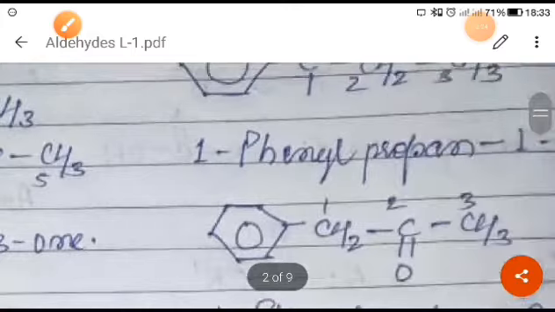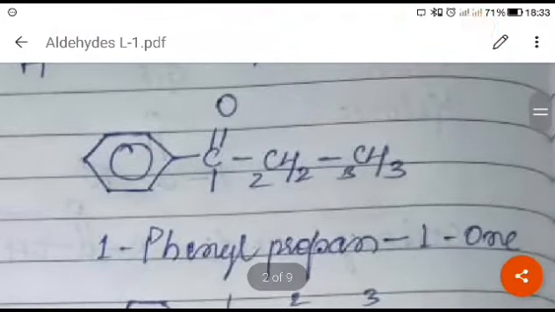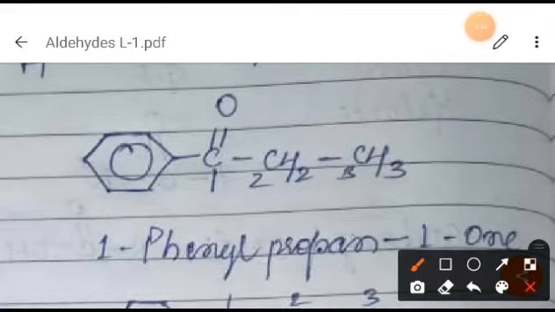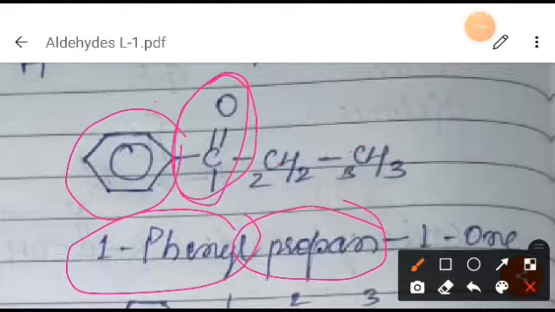Now next, if we are numbering this one, how can we number it? We can number like this: 1 2 and 3, right? So how will we write? In the first position a phenyl group is here, so we will write 1-phenyl. After that, how many carbon? 1 2 3. 3 carbon means propane, okay? On which position is the ketone? On the first position, so we will write 1-one, right?